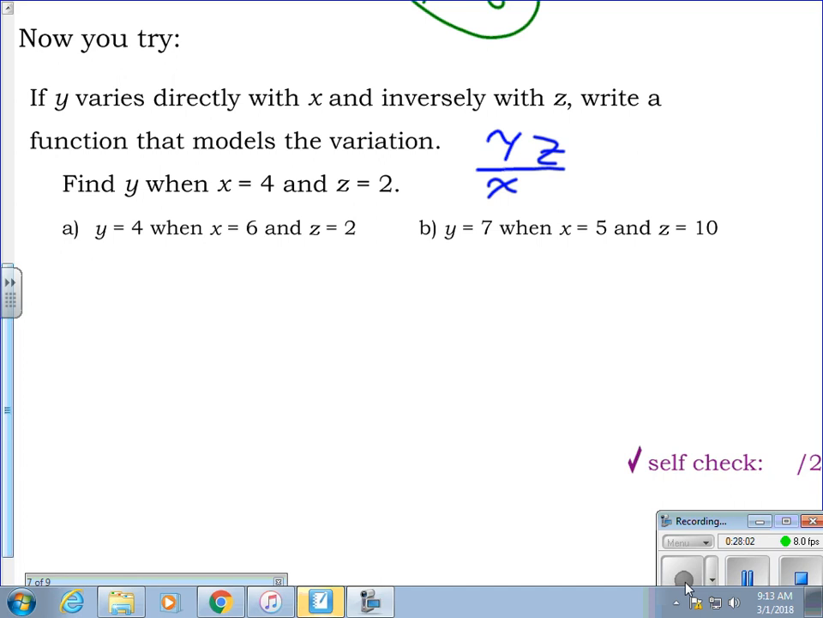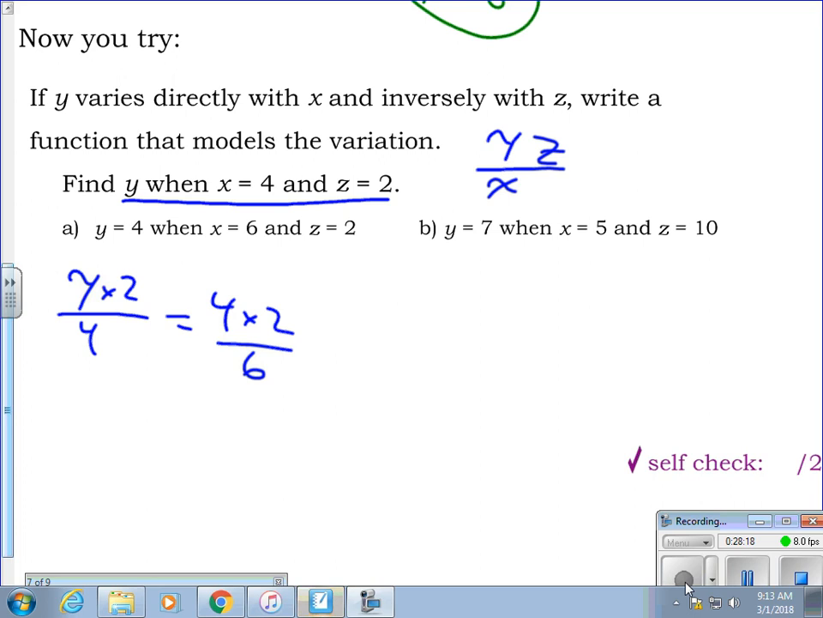So that's my situation. Plug into what I have. Y, 4, 2. So that's what I get for here. And then I do the other one. 4 for y, times 2 for z over 6 for x. Simplify, this becomes y over 2 again, equals, let's see, this reduces 4 over 3.